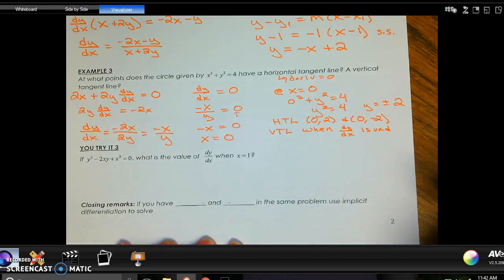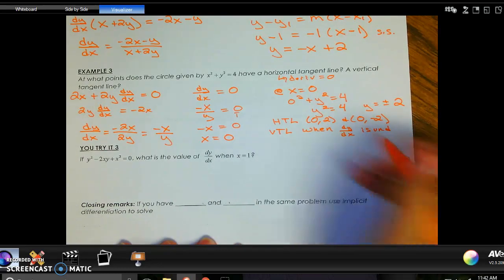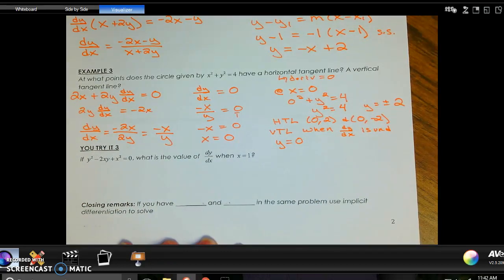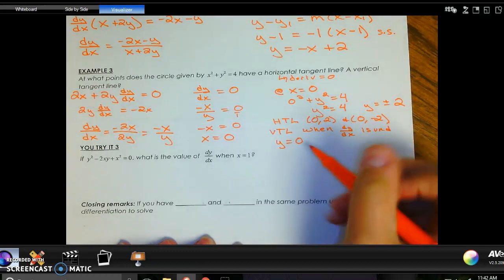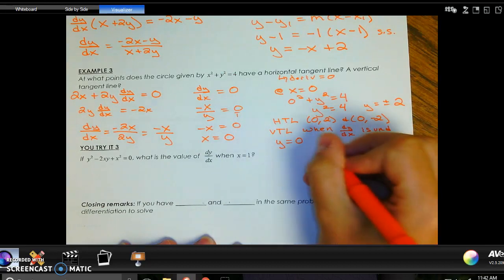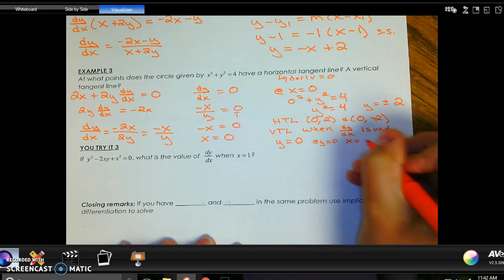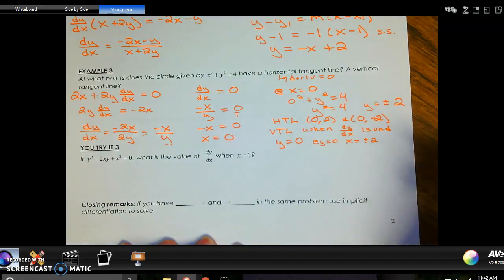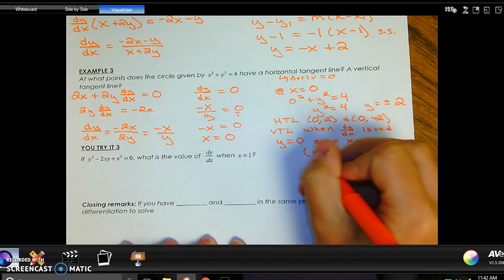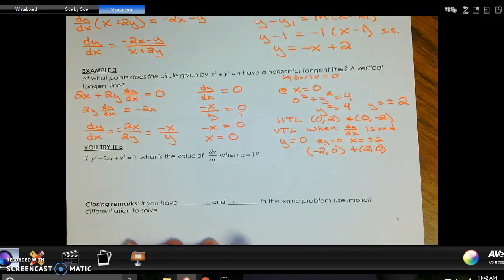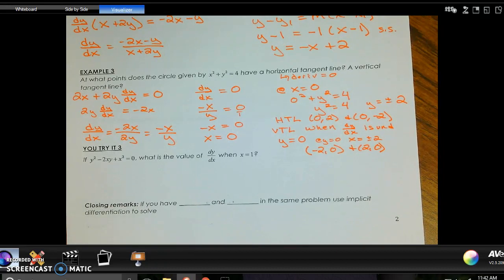When do we have things that are undefined? When your denominator equals 0. So when y equals 0, that would be a big problem because that would be undefined. If y was 0, you have to go back and plug in there. You can even write that line of work: at y equals 0, x would be plus and minus 2, because if you plug in y equals 0, you just get x squared equals 4. The square root of that is plus and minus 2. So at (negative 2, 0) and (2, 0), you would have a vertical tangent line. So you've got that one.